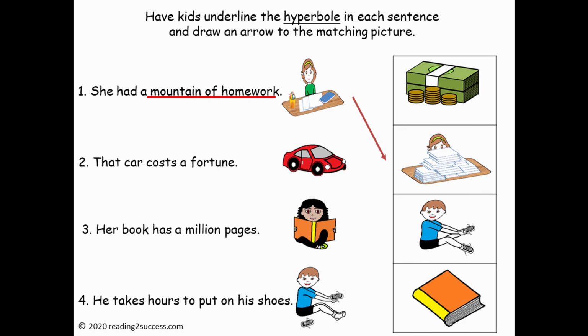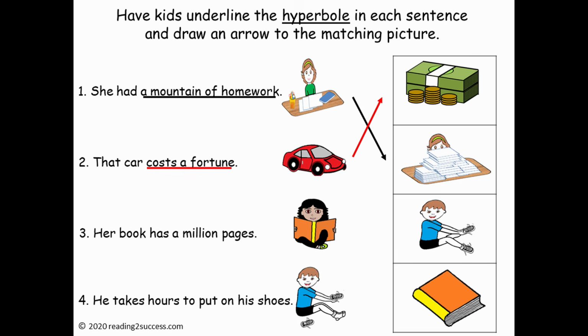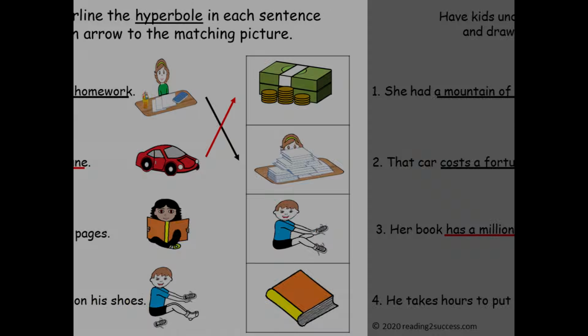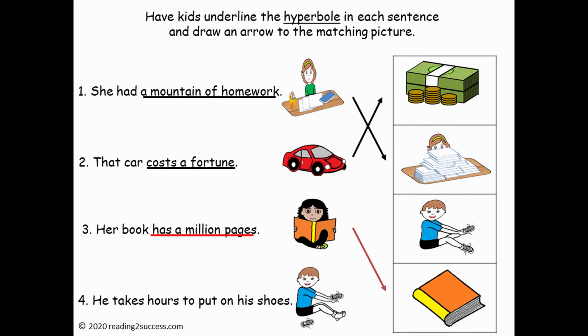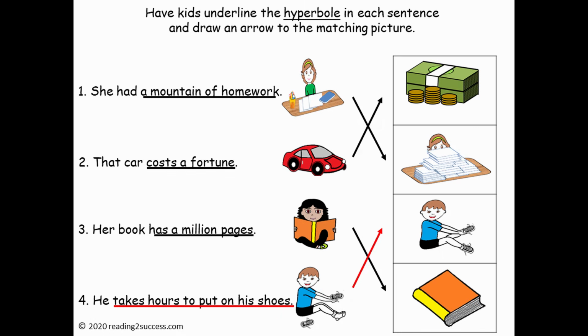Now have kids underline the hyperbole in each sentence and draw an arrow to the matching picture. Number 1, the hyperbole is mountain of homework. Underline it costs a fortune, has 1,000,000 pages, and takes hours to put on his shoes.